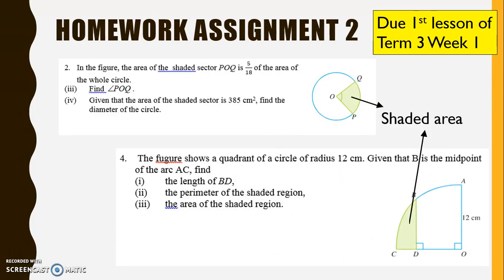In the homework assignments that are given, these are due first lesson of term 3 week 1. I know that questions 2 and 4 are slightly faded in terms of the shaded area. So for homework assignment 2 on your last page, can you please make sure you shade this area up so that you know how to do the questions.